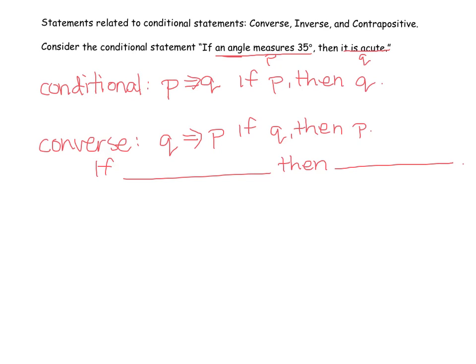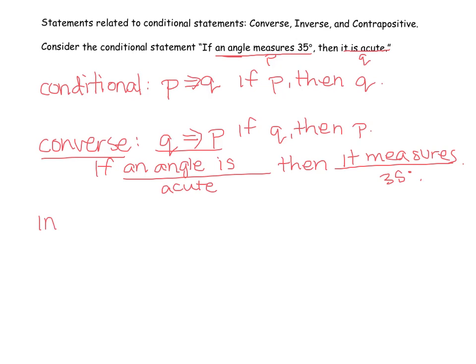I'm not going to write if it is acute. That doesn't make sense. I'm going to say if an angle is acute, then it measures 35 degrees. And if you're making a questioning face right now, that's totally appropriate, because that should definitely ring some bells for you in the truth value category. We will talk about that on the next page, I promise. But the converse here would just be of this statement, if an angle is acute, then it measures 35 degrees. So converse just flips the P and the Q.